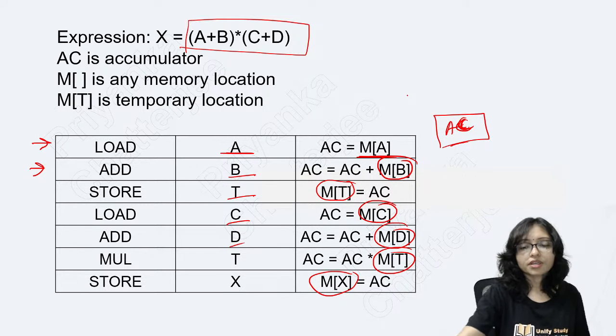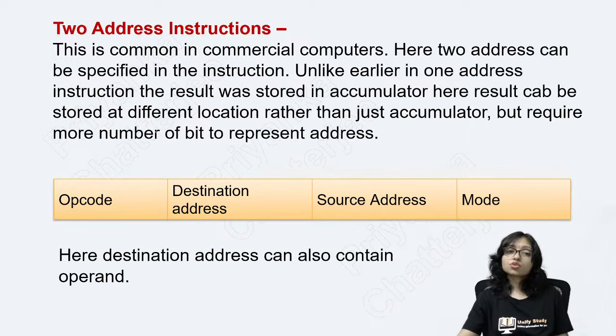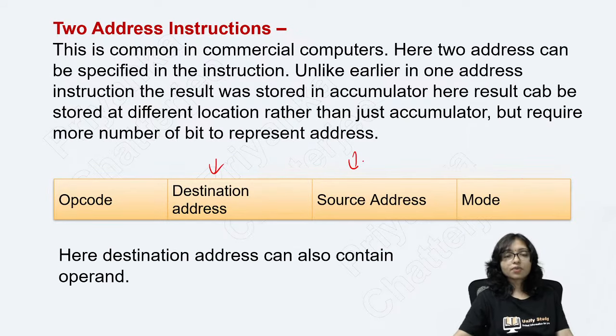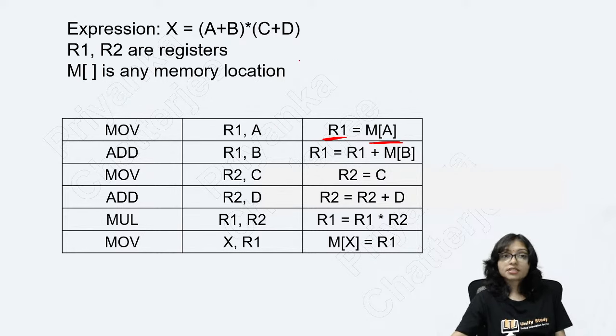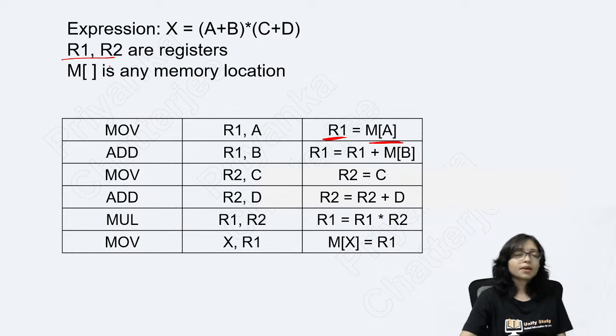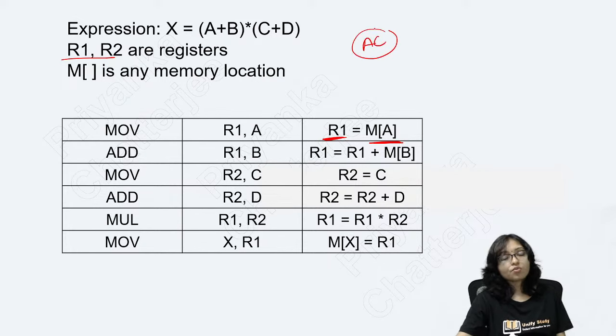Clear? Okay. Now the next one, two address. You can see one destination, one source. There will be one source, one destination. Here you can see a two address instruction. So two address means at a time I will use two addresses. At a time, you can see one register, one memory. It is not the special purpose register. R1, R2 are general purpose registers. Previously I used the accumulator, which was specially dedicated, but R1, R2 are general purpose registers here, and memory is memory.